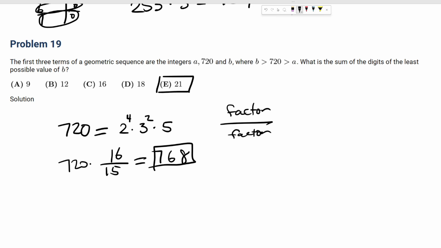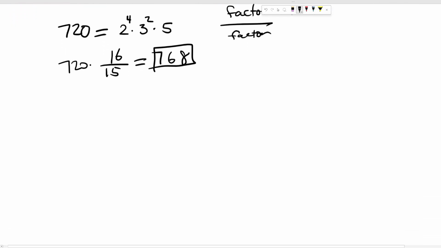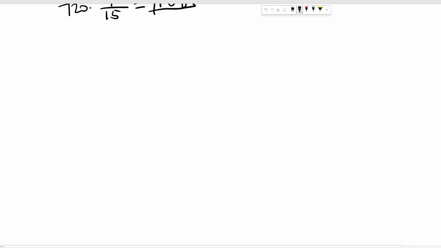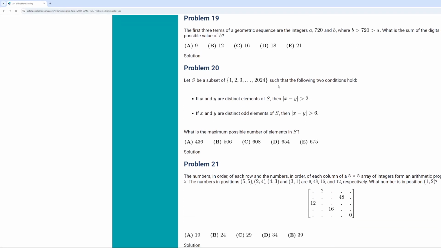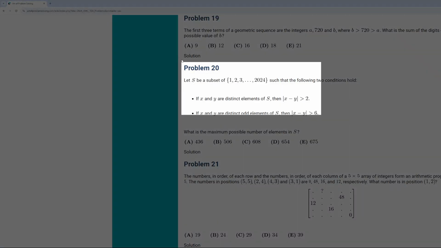7 plus 6 plus 8 is 21. This problem I had to kind of guess on. I'm still not quite sure on a very reliable way to do this problem other than to just guess and check and see how close you can get or see how small you can get.